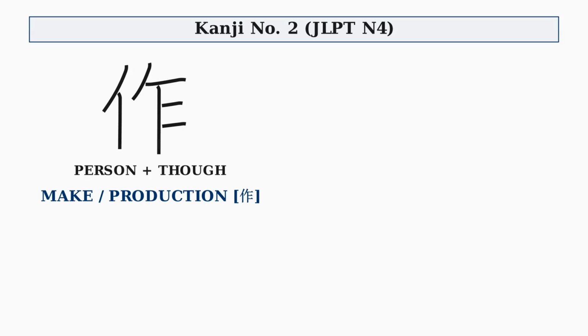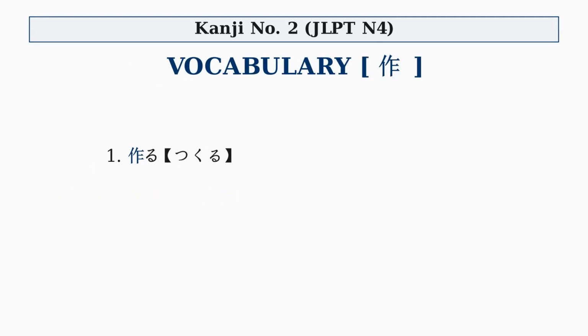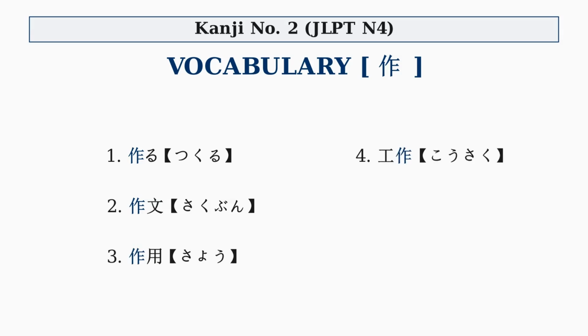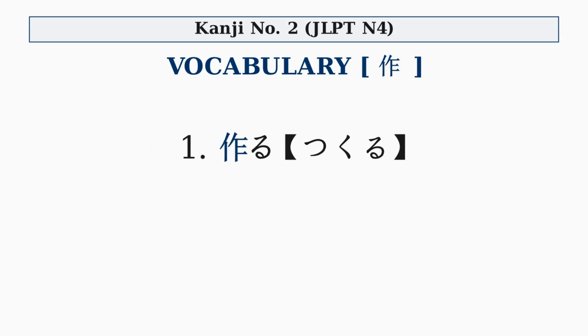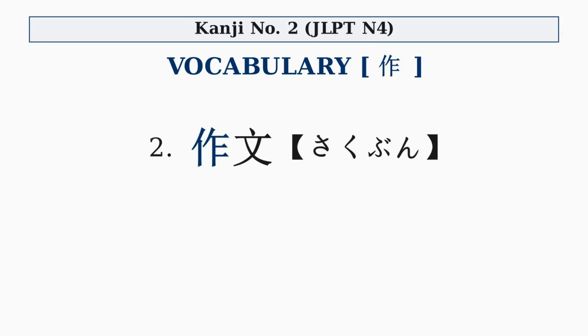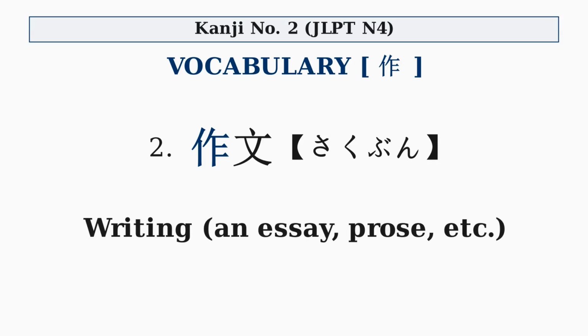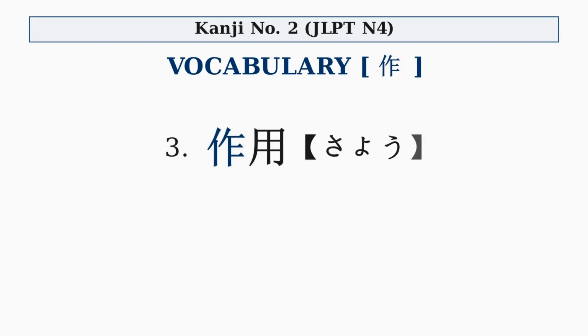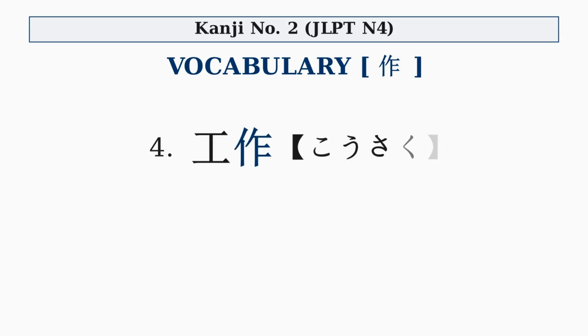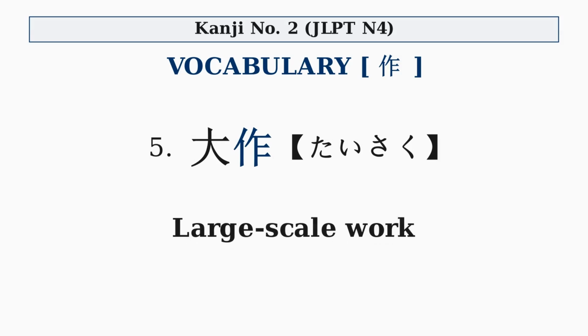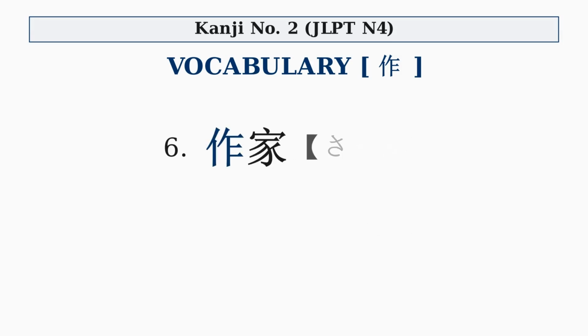Let's move to the vocabulary section now. 作る、作文、作用、工作、対策、作家。作る, to make. 作文, writing an essay, prose, etc. 作用, action. 工作, handicraft. 対策, large-scale work. 作家, author.